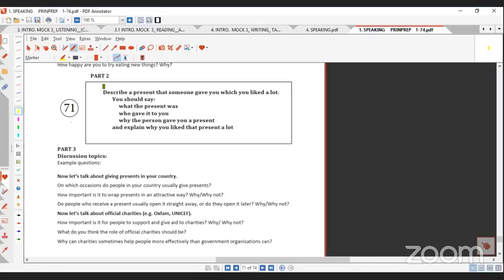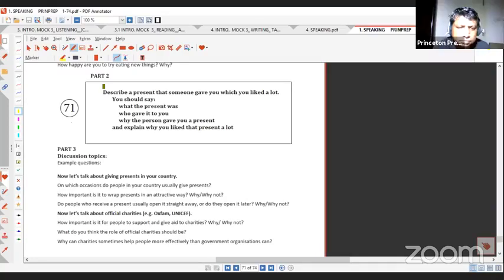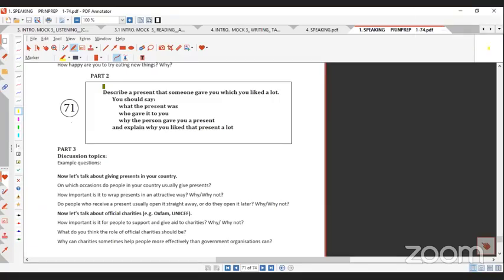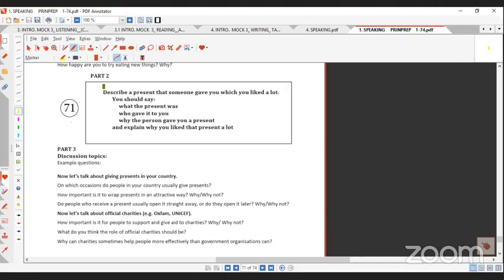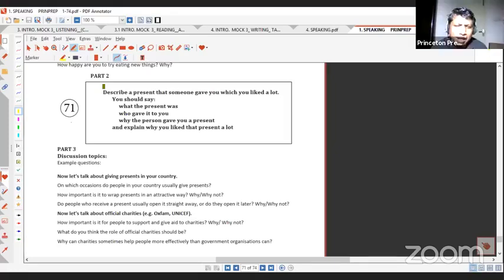Okay, in wedding ceremonies, or if someone has new kids, new babies in a family, they usually give presents. Also, if someone is buying a new house, people give gifts. I don't think we have that in our country.